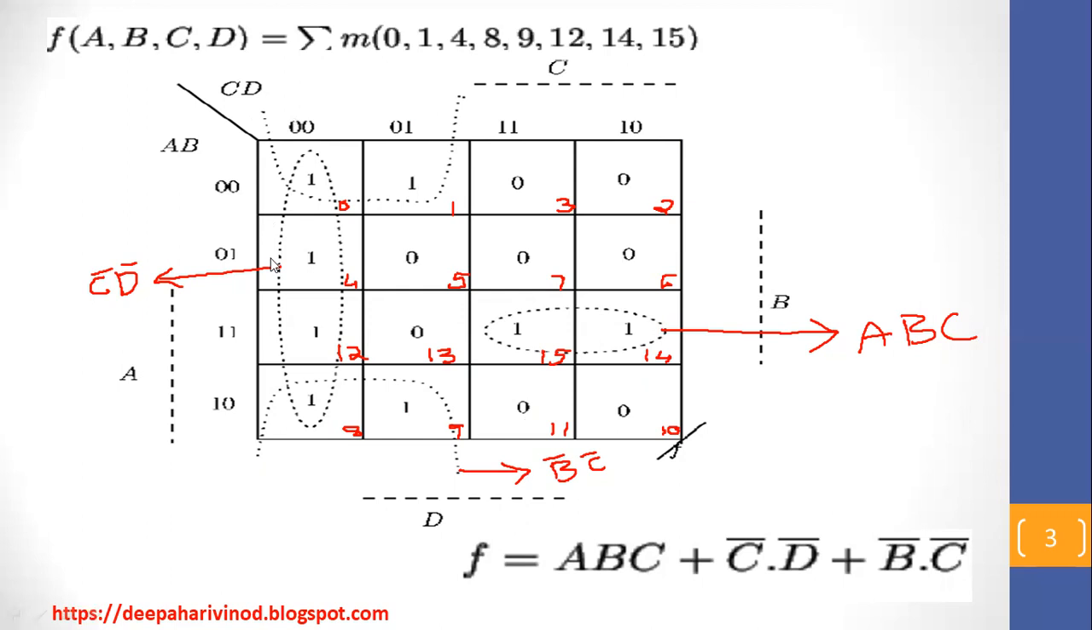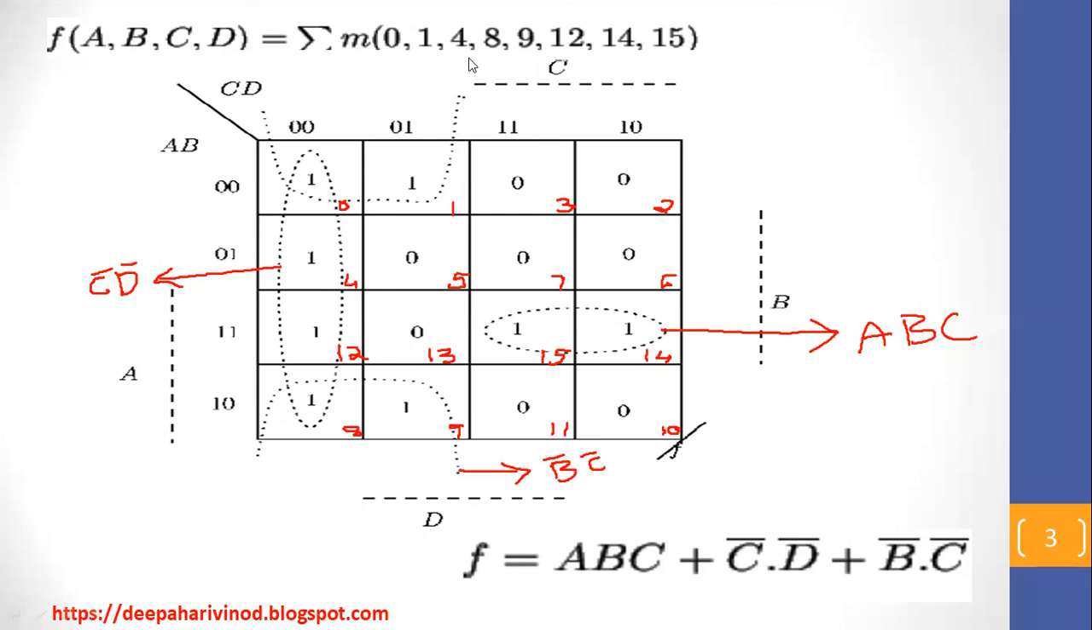If I group 4 number of ones in a 4 variable K-map, then how many literals will be there in the equation of the group? It will be having only 2 literals. So you have to keep this in mind so that your combination for the particular group will not go wrong.